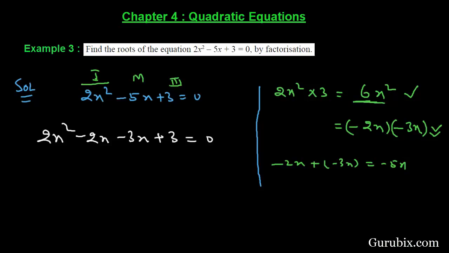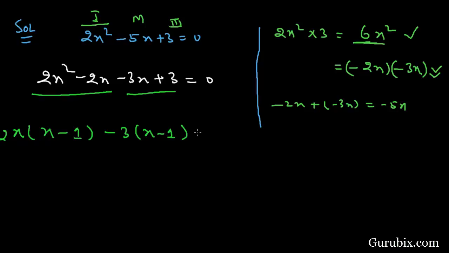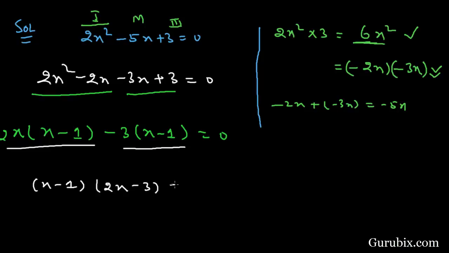In the next step, we shall take common from the first two terms. If we take 2x common from these two terms, then we are left with x minus 1 in the bracket, and from the last two terms we shall take common minus 3. Then we are left with x minus 1 in the bracket. And now these are the two terms, this is term 1 and this is term 2, and we shall take common x minus 1 from these two terms. Then we are left with 2x minus 3 in the next bracket.